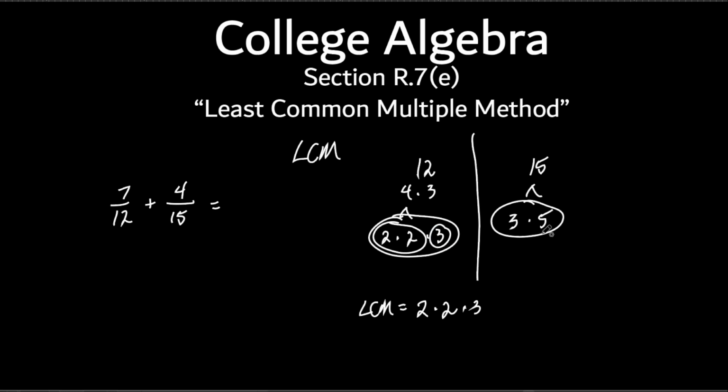A 5. It only shows up once. Again, it doesn't have to be in both places, but it shows up once. Agreed? All right, so I pick one of those. Now, what do I do with all those numbers? Multiply them together. So 2 times 2 is 4, times 3 is 12, times 5 is 60.